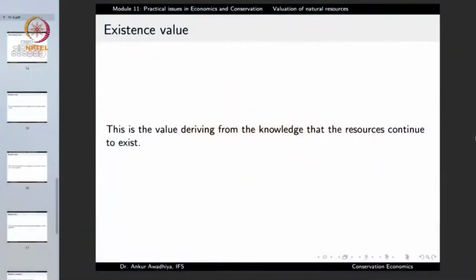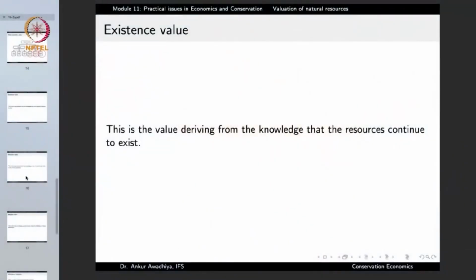Now, when we talk about these values, these are the existence values. This is a value that we derive from the knowledge that the resources continue to exist. So, if there is a forest and you get to know that the forest is burnt, that is, every year we get to know that there are huge forest fires and so many millions of acres of forest are getting burnt, whenever we see such news, we feel bad. Or the other way around, if these forests had continued to remain as they are, we would have felt good. So the value that we derive just because the forests continue to exist is the existence value.